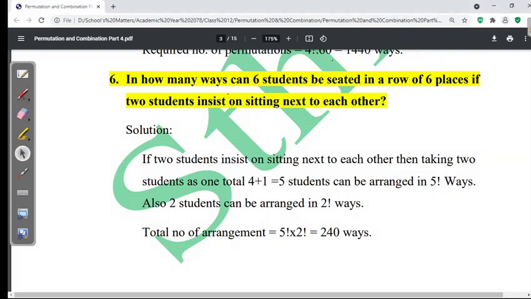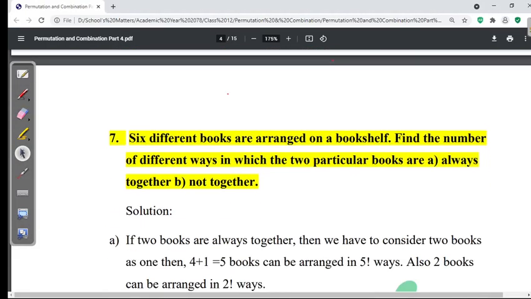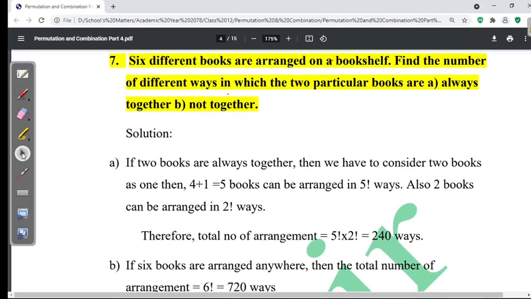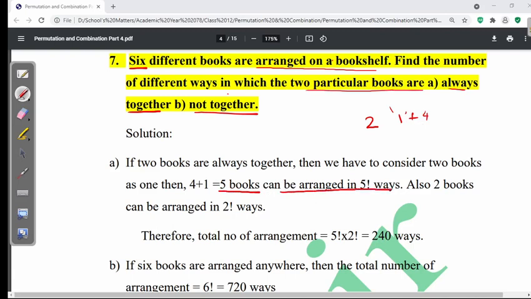Next question is question number 7, dear students. In question number 7, 6 different books are arranged on a bookshelf. Find the number of different ways in which 2 particular books are always together and not together. 2 books are always together. There are 6 books, out of them 2 always together. Those 2 books represent 1 plus the remaining 4, here also 5 books. 5 books can be arranged in 5 factorial ways, and the 2 books themselves can be arranged in 2 different ways, that is 5 factorial times 2 factorial, that is 240.